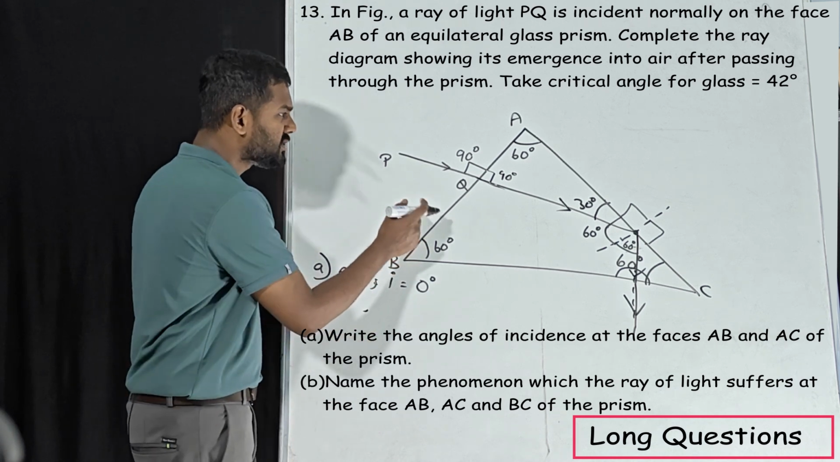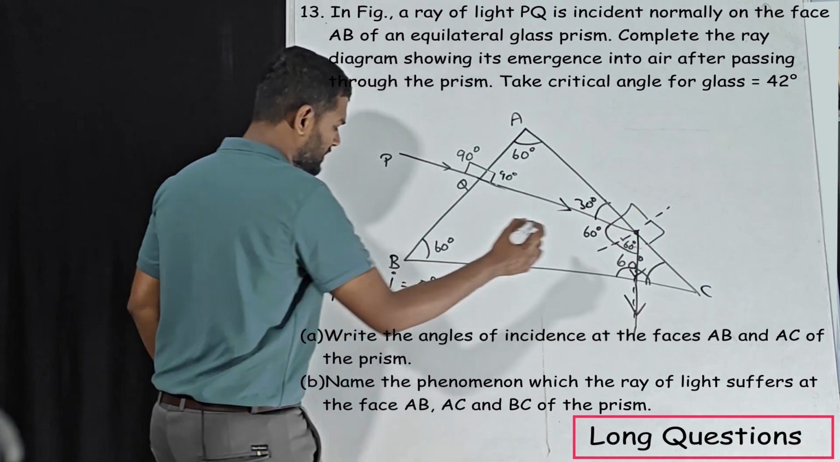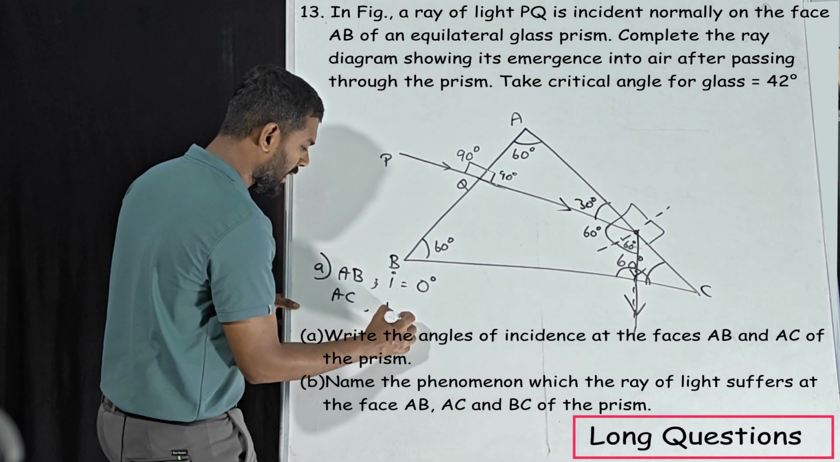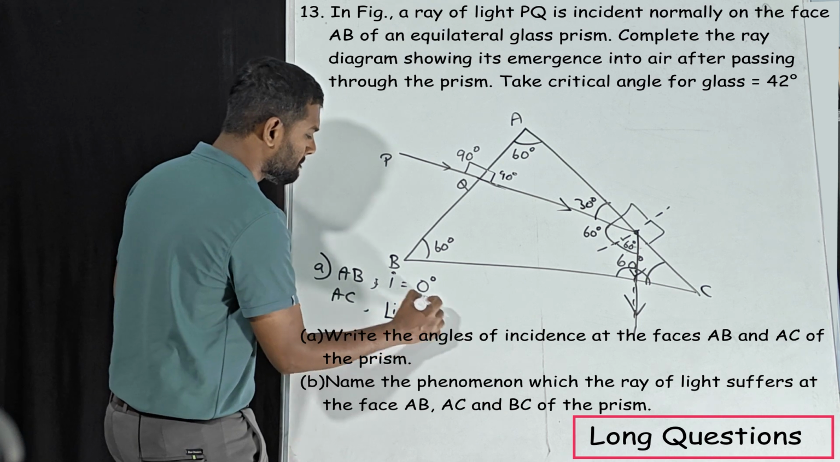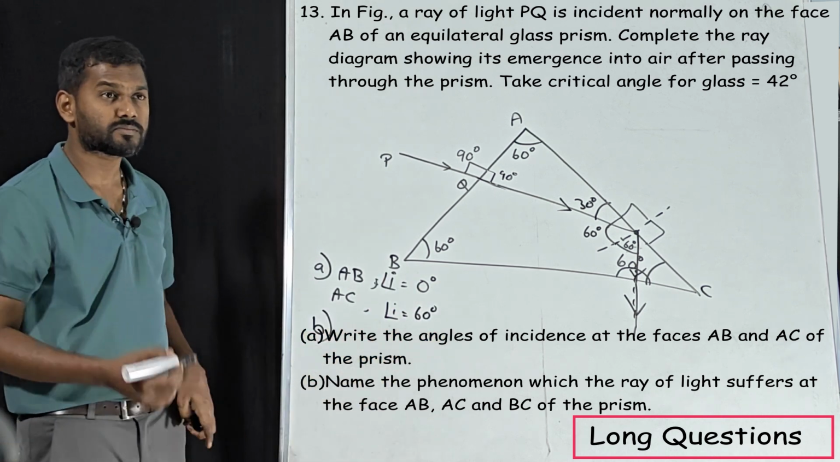Next, AC. Here, this is AC, and the angle it is making is 60 degree. That's it. We have one more sub question.